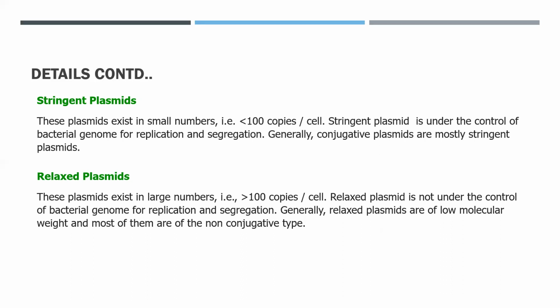Okay, relaxed plasmids. It is a large number, greater than 100 copies per cell. Look here: stringent is less than 100 copies per cell, and relaxed plasmid is greater than 100 copies per cell. This is the conjugative plasmid, and this is the non-conjugative type. This is a small number, and this is a large number.